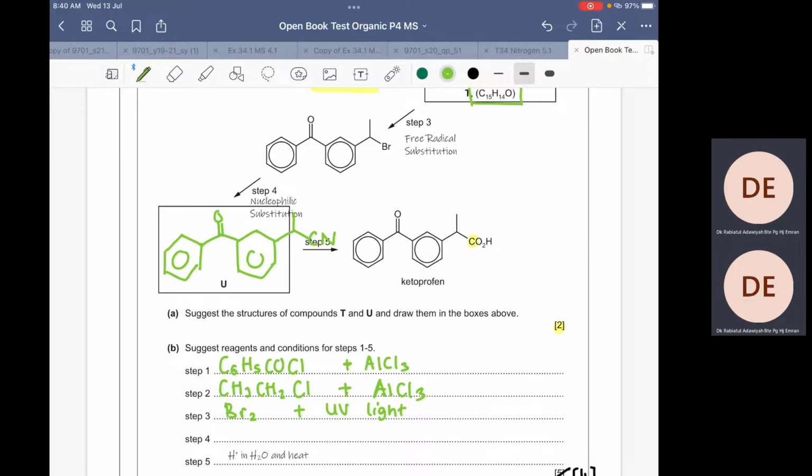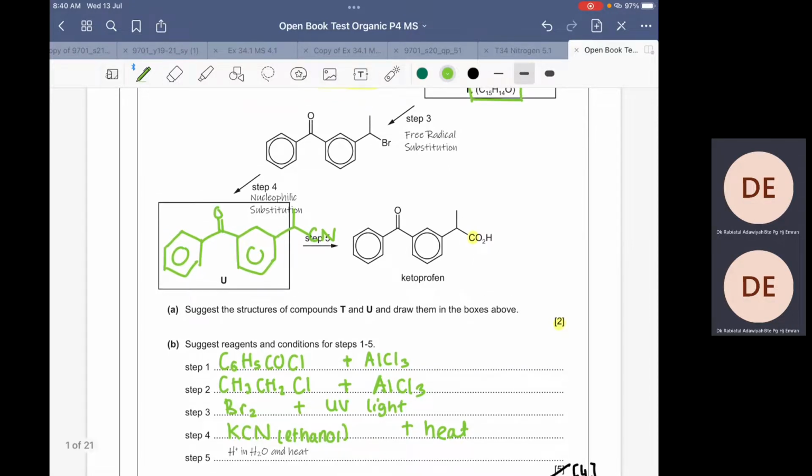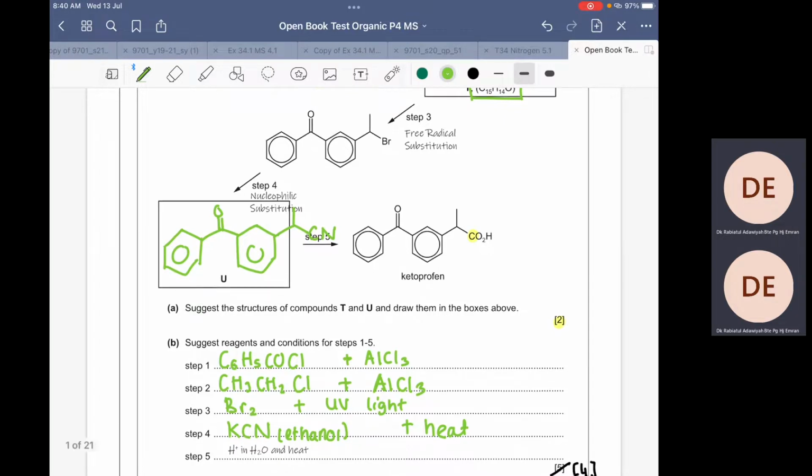Step 4 is potassium cyanide or sodium cyanide in ethanol. This is your AS stuff, plus heat. If your friend answered KCN in aqueous, it is wrong. KCN aqueous is wrong. If your friend answered CN minus ethanol, I would accept, as long as there's the cyanide ion there.